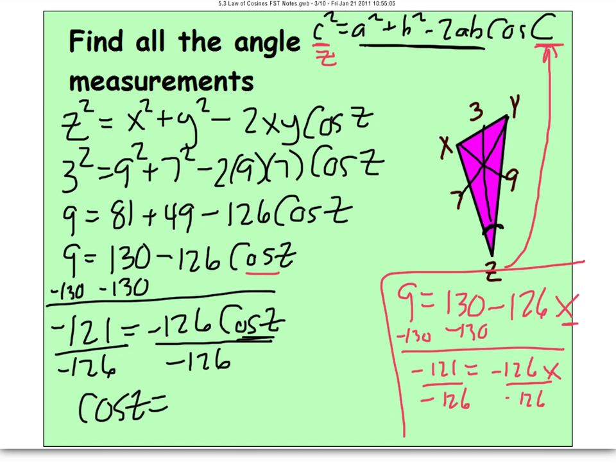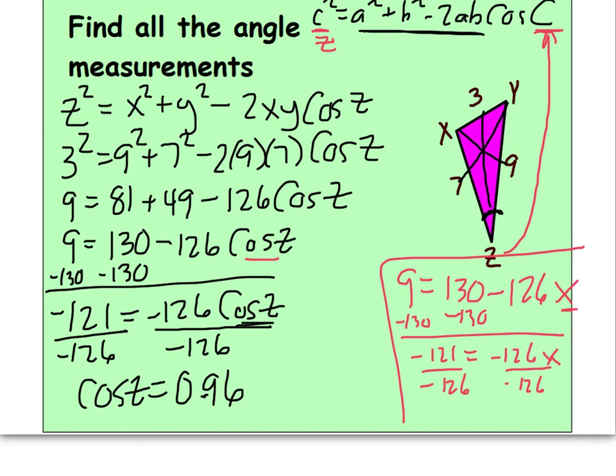0.96. Now remember from section 5.1 we talked about how you solve for the variable when it's inside the word, if it says cosine. In this case, we're going to find the measure of angle Z, which is equal to the inverse cosine of the number that we found. When you do that, you're going to end up getting that angle Z is 16.2 degrees.